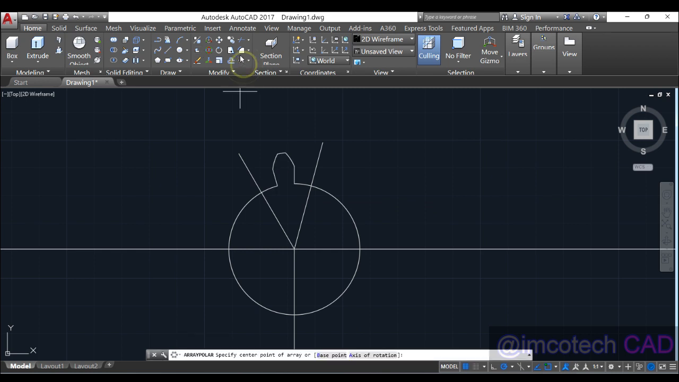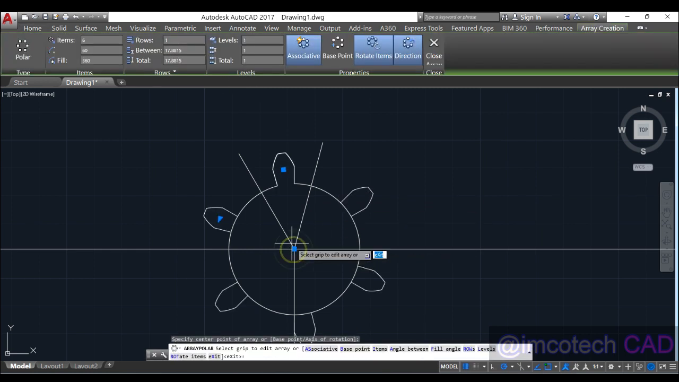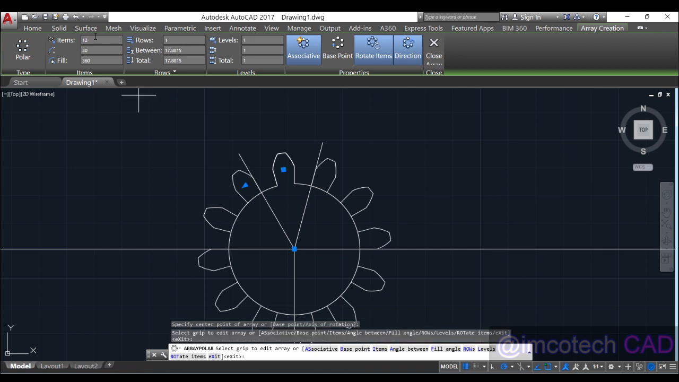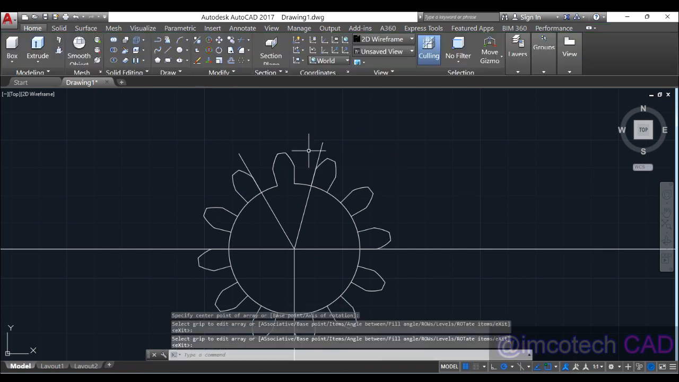That's okay. Polar array, center. How many units? 12. Do you see that? What does this mean?